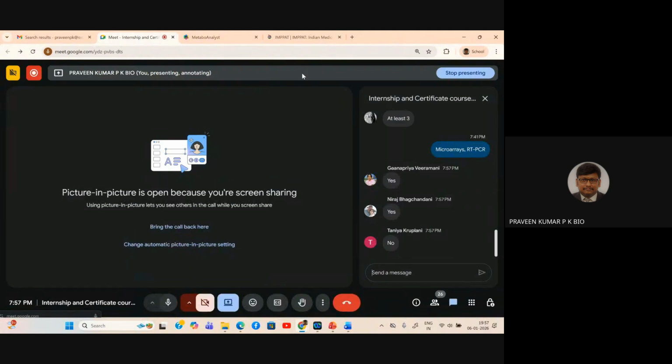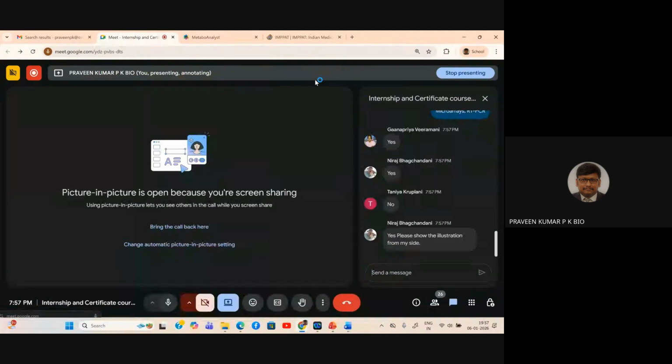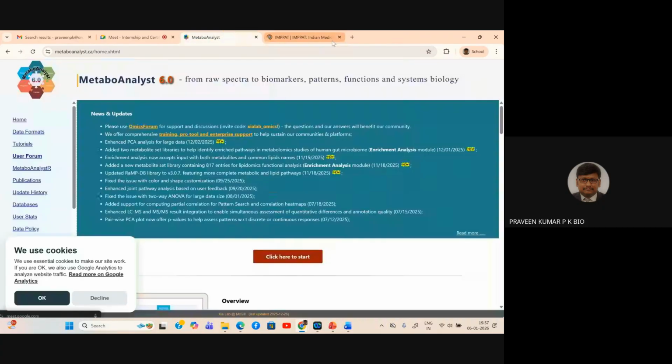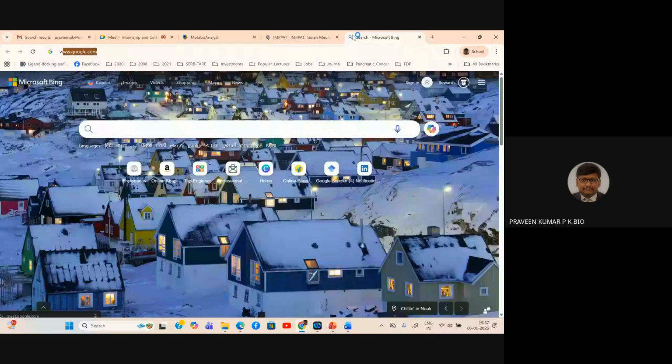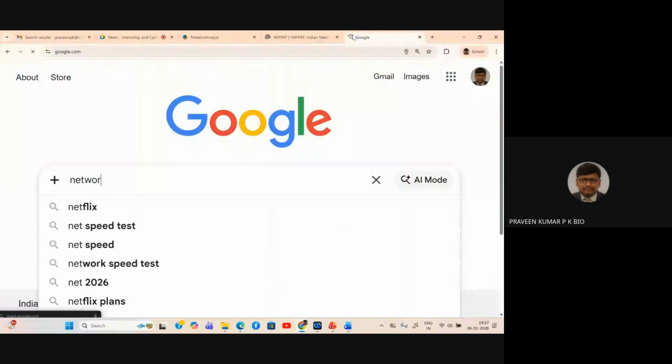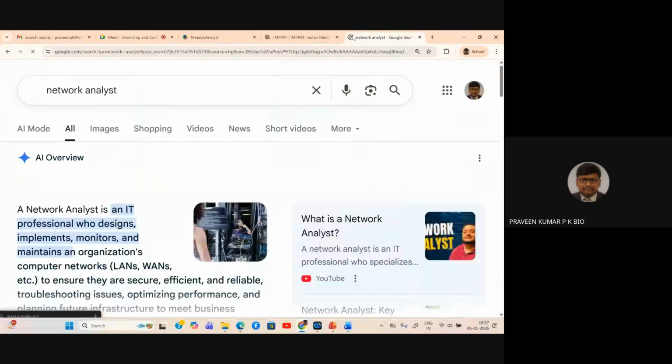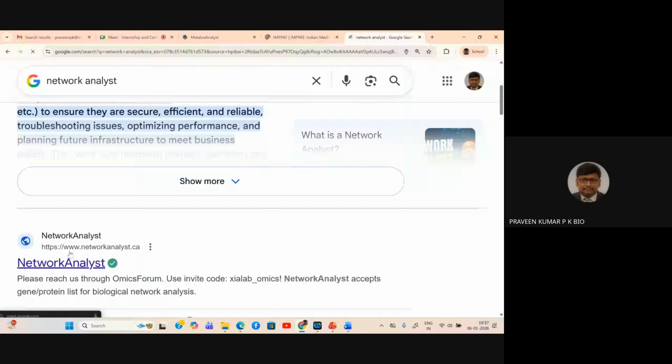No. Okay. She wants the MATLAB when I asked about the MATLAB. Please show the illustration from my side. Okay, so first come, first serve. You're right, sir. Now let me go with the tool, but the net is too slow. Okay, we can also go with NetworkAnalyst.